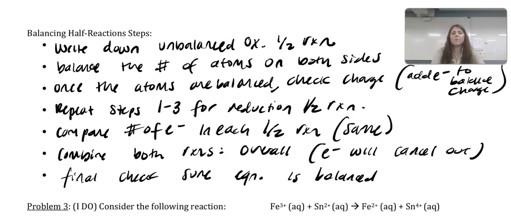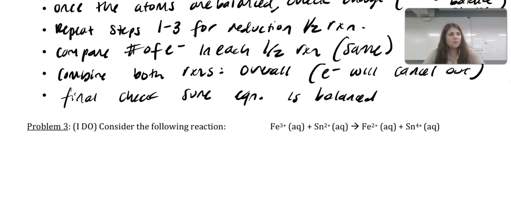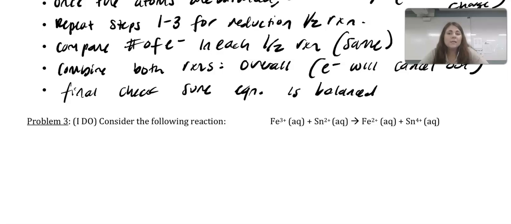So I'm going to do the first example with you, and then I'll give you the second one for you to try on your own. So here, consider the following. The first thing I would do is figure out what the oxidation numbers are. Since these are all monatomic ions, the charge of the ion will be the oxidation number. So we have +3, +2, +2, +4.